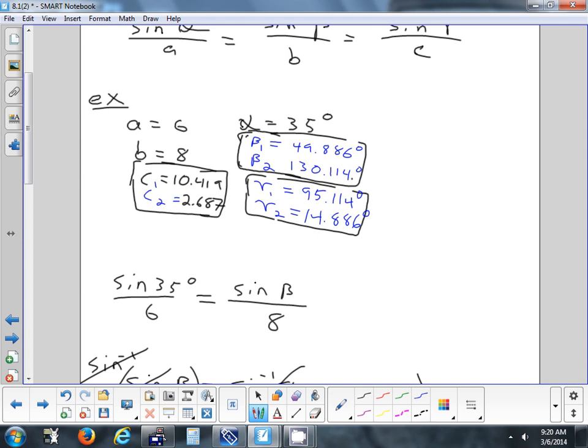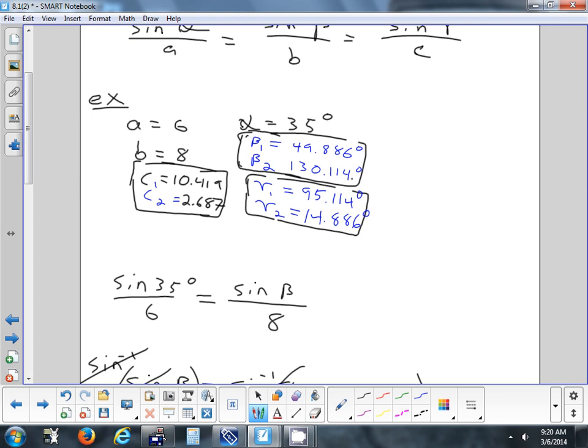Okay, so let's just check and make sure that the biggest angles are with the biggest side, smallest angle with smallest side. Let's check the beta 1s and gamma 1s. So in that triangle, the biggest angle is 95.114. And if we look at 10, 8, and 6, 10 is the biggest side. If we check the smallest angle in that triangle, we have the 95, the 49, and the 35. 35 is the smallest, and 6 is the smallest side.